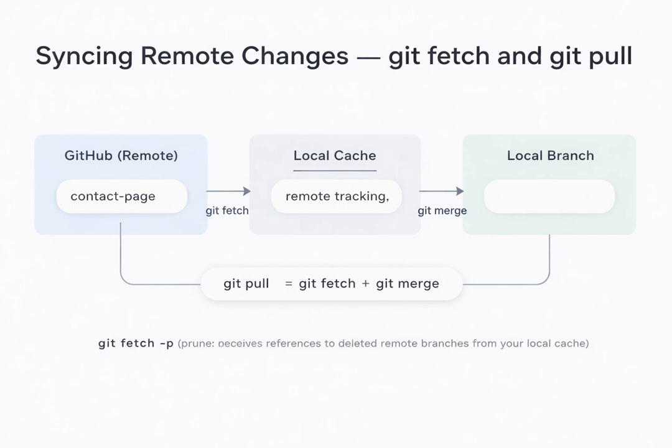It is also worth understanding that git pull is actually two commands in one. It runs git fetch to download the latest changes, and then git merge to integrate those changes into your current branch. Knowing this helps you understand what is happening under the hood when you pull.